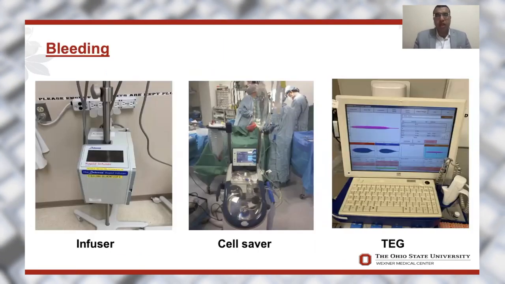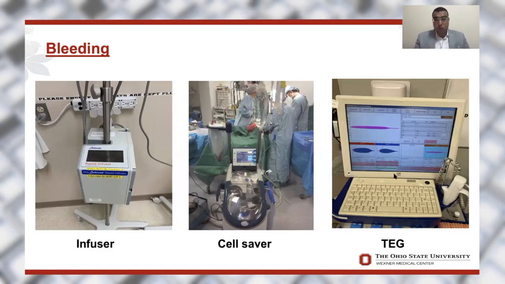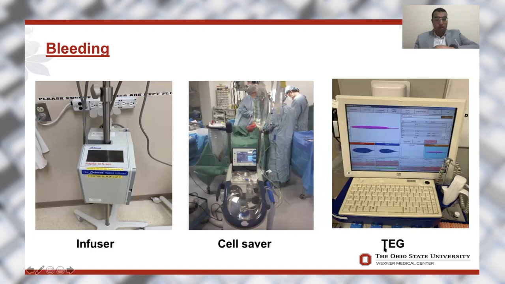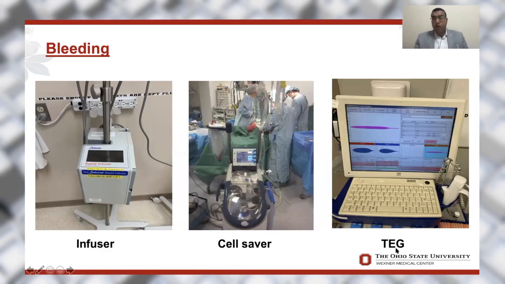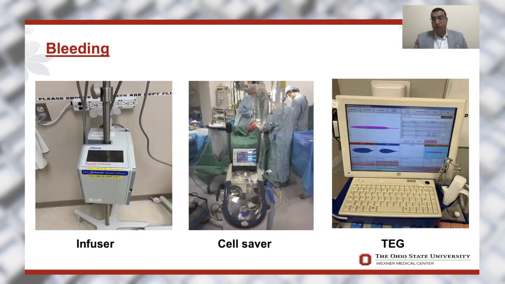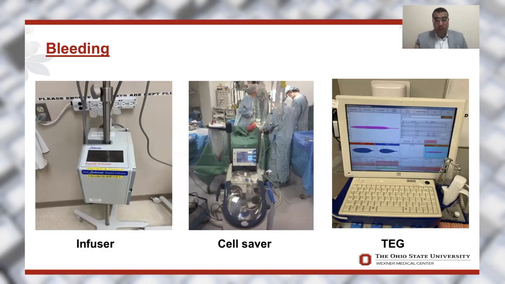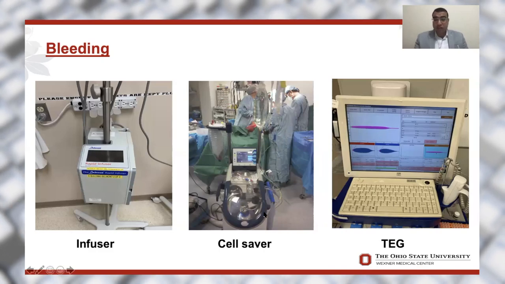Bleeding is not a big issue in lung transplant, but to manage it, you should consider thromboelastography. It can tell you what your patient needs: cryoprecipitate, fresh frozen plasma, or any one of the coagulation factors. You should use a cell saver to save the blood.